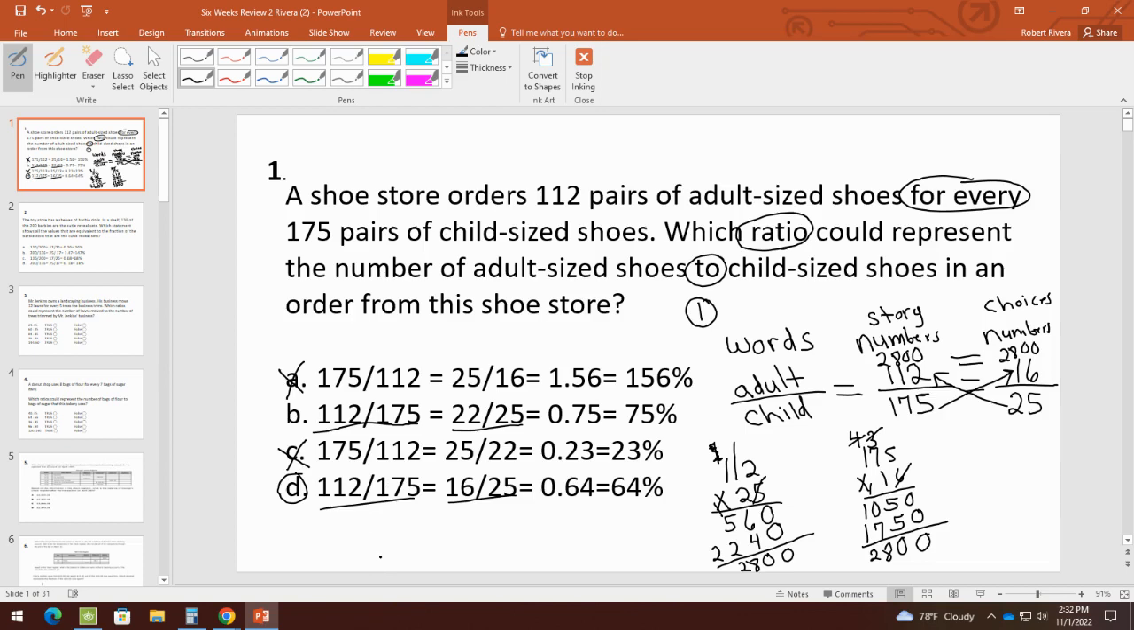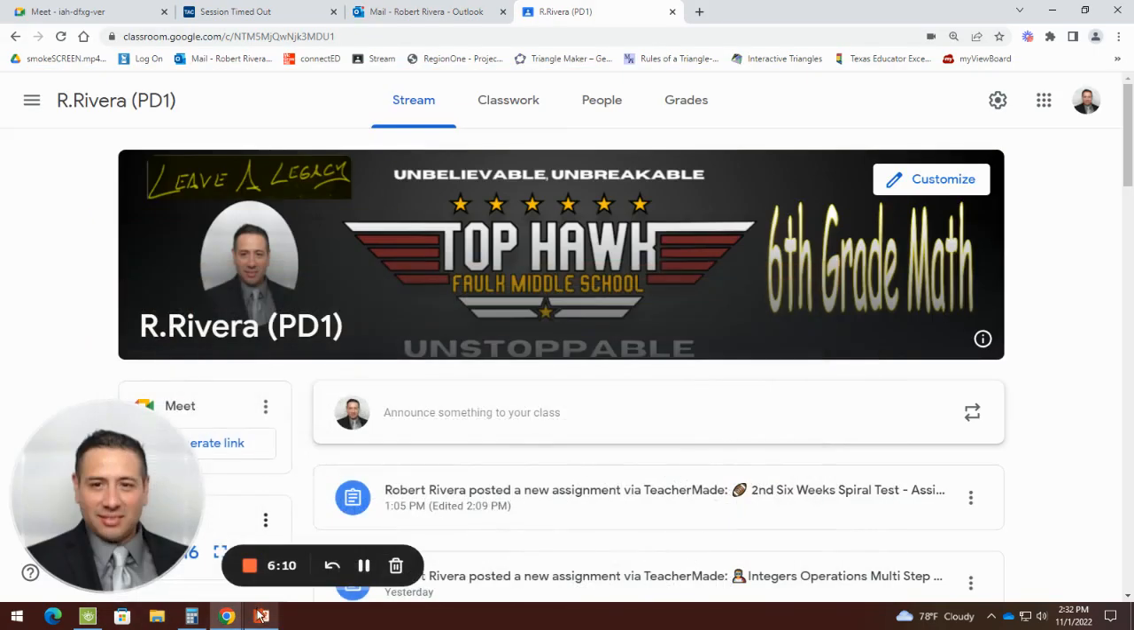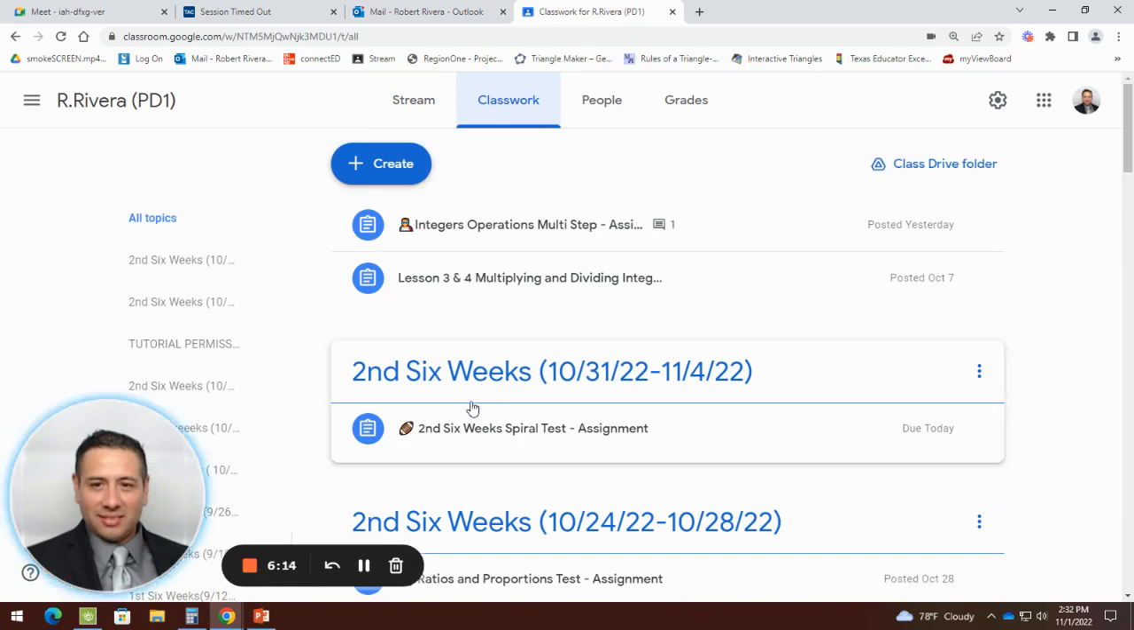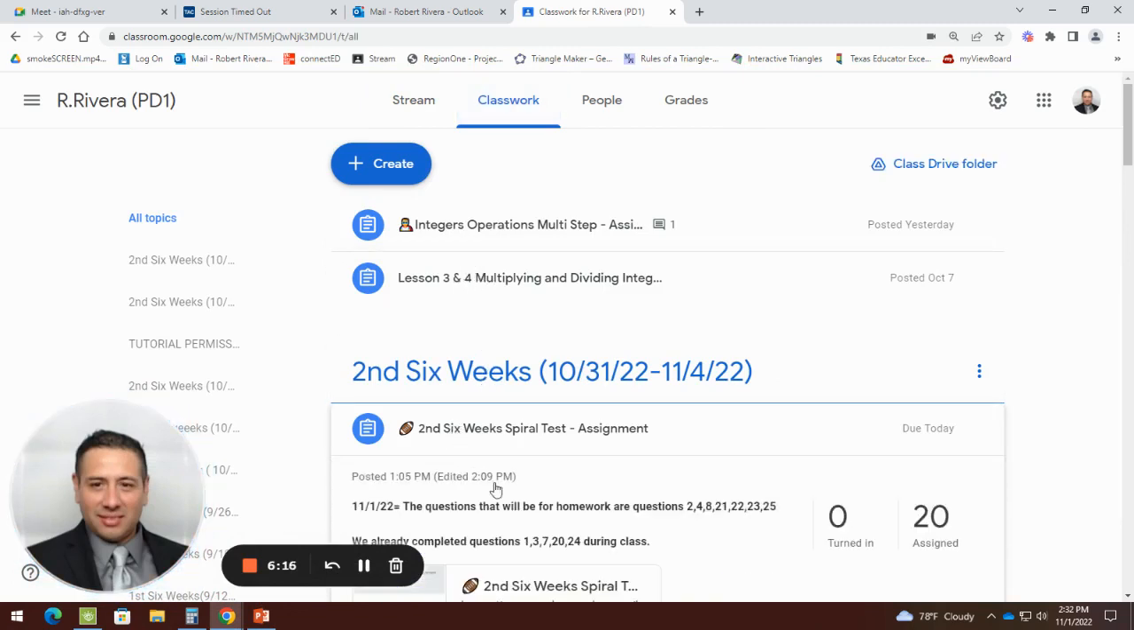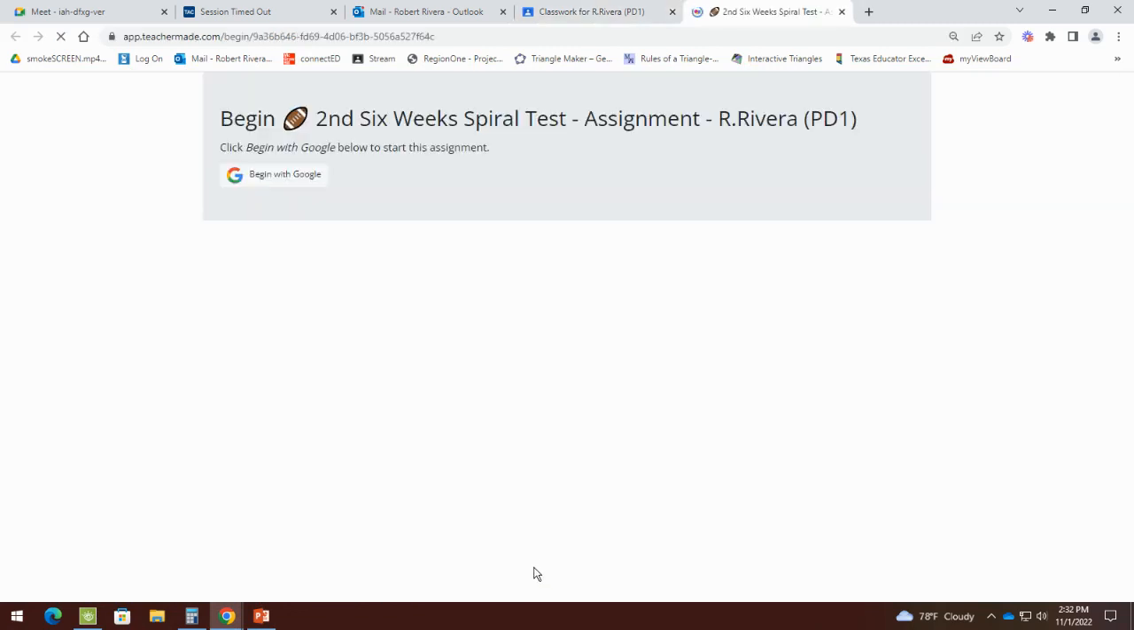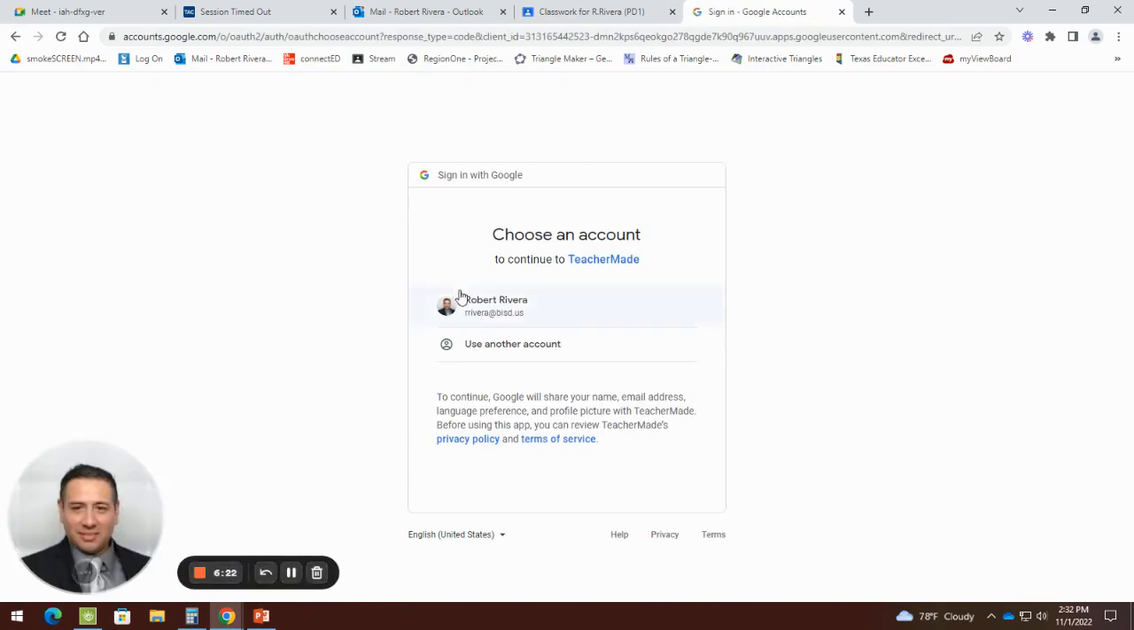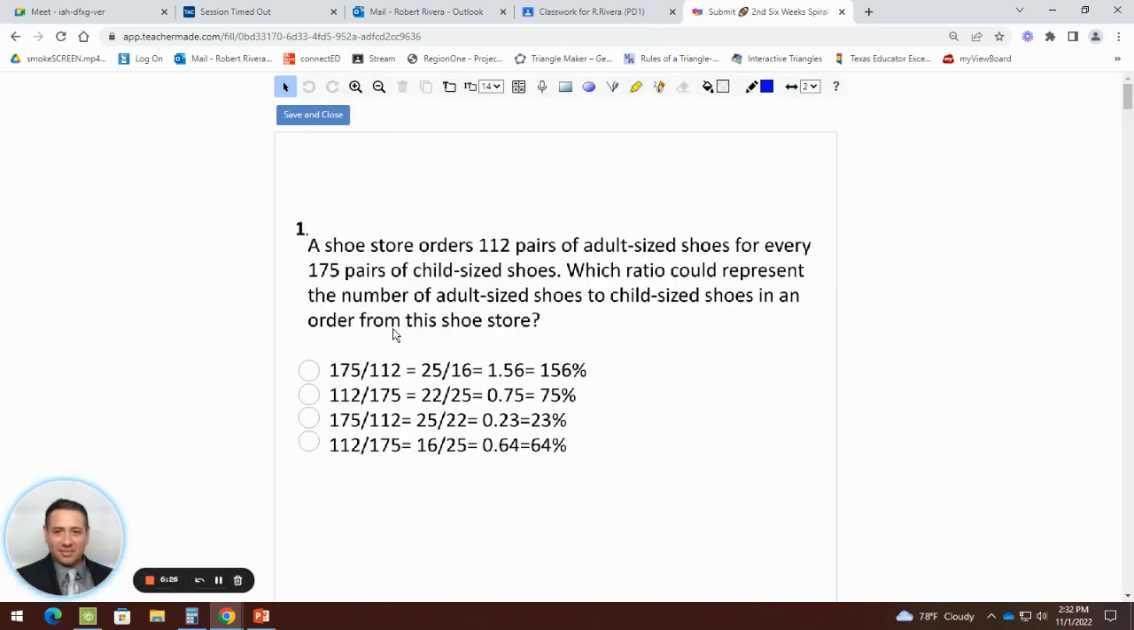Once you're done with number 1, you're going to go to your classwork, the one with the football, because we're in football season, for NFL. We're going to begin with Google. You're going to check here, and you notice there's number 1. We said that the answer is D, so you're just going to click on it, and you're done with that one, okay?